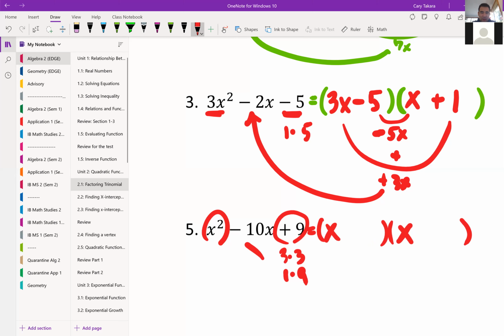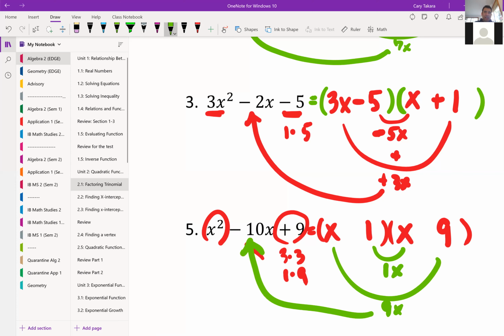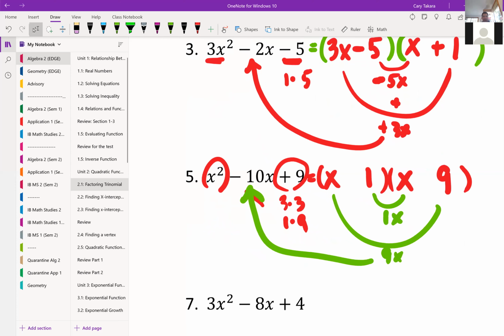So I'm going to do 1 and 9. That's going to be 1x and 9x. Can I create negative 10x? How do we create negative 10? Both numbers have to be negative. Negative 1x plus negative 9x is negative 10x. So both of them have to be negative numbers.